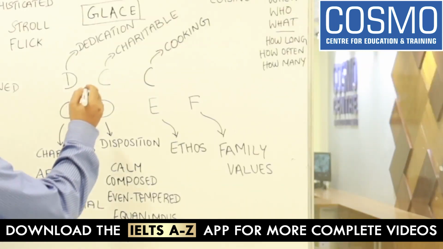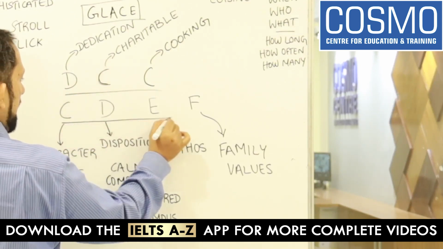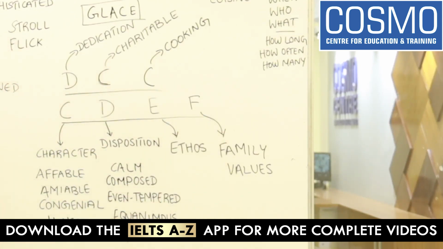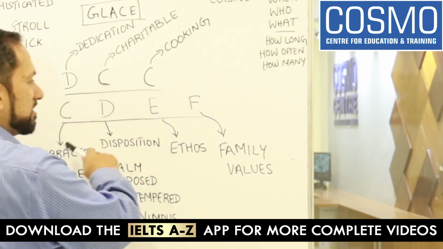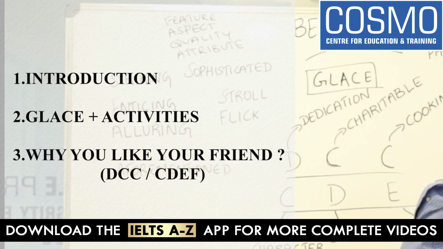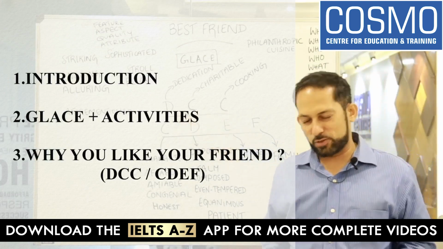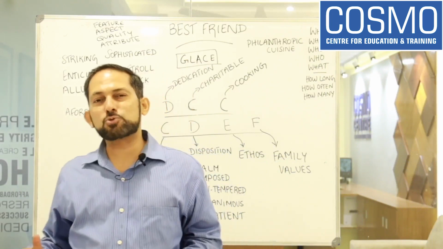You're going to use these words: dedication, charity, cooking, character, disposition, ethos, family values. D, C, C, C, D, E, F. First you give an introduction, second part GLAZE plus activities you do together, third part why you like your friend would be D, C, C, C, D, E, F. That's why you like your friend. Now write down the next question, please.